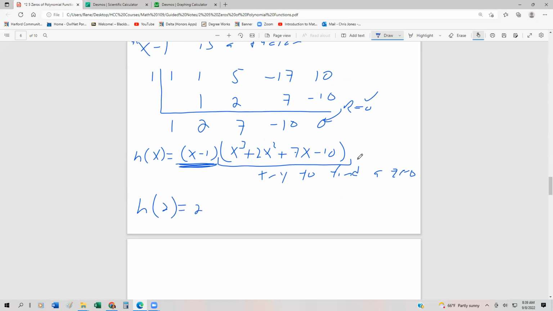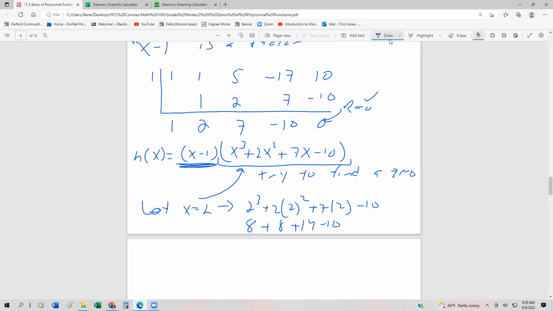So h at 2 is going to be 2 cubed, and we're not finding h at 2. Let's just let x equal 2. We're going to substitute it back in just to that part. So that's going to give us 2 to the third plus 2 times 2 squared plus 7 times 2 minus 10. Looks like it's going to be too big. We get 8 plus 14 minus 10. That works out to be 20, I believe. Clearly not 0.